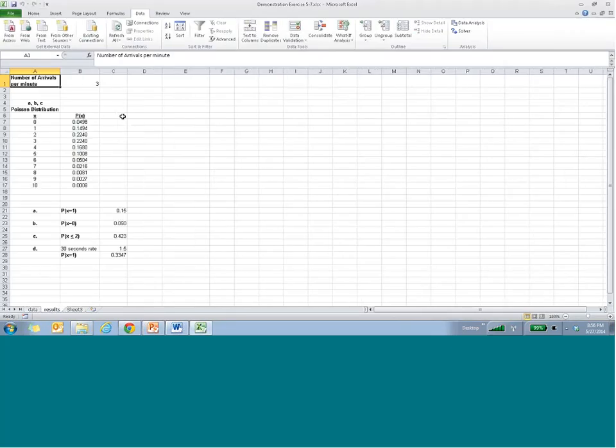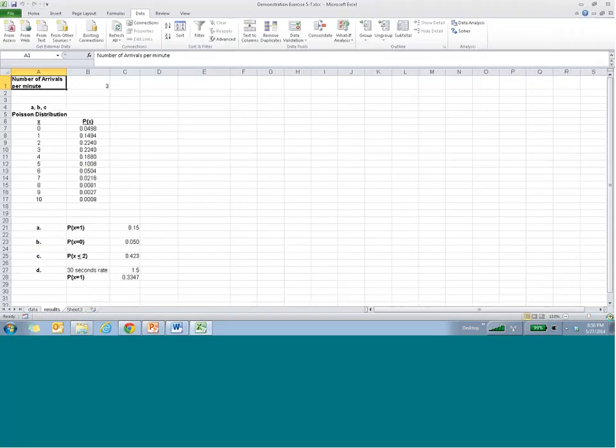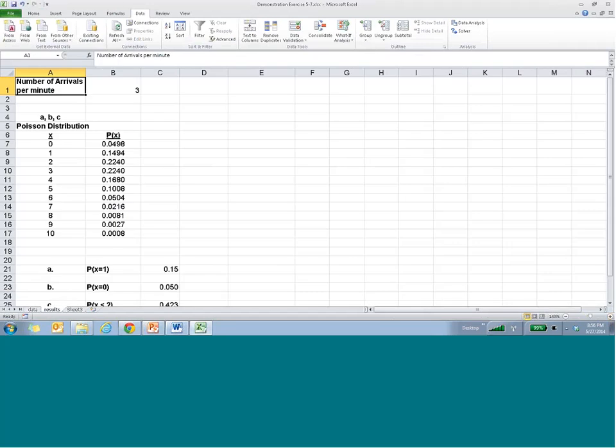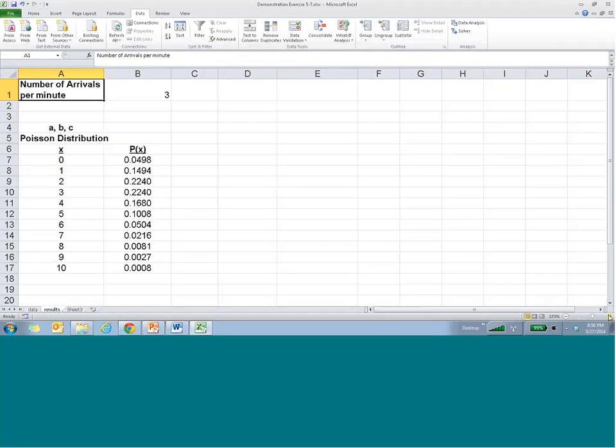Here, which one? 5.7. So the exact same problem. I've got three things arriving per minute. What is it that's arriving? Checkout count. I got three customers arriving at the checkout counter per minute. This is exercise 5.7 on page 18. So I'm going to do the Poisson distribution, and I'm going to say, what are the odds in any given minute of getting between 0 and 10 if the number of arrivals per minute on average is 3?